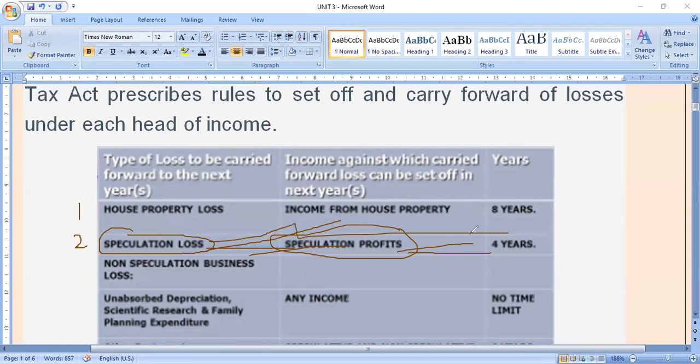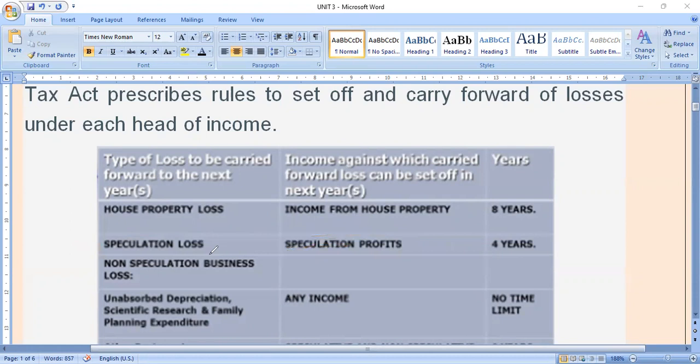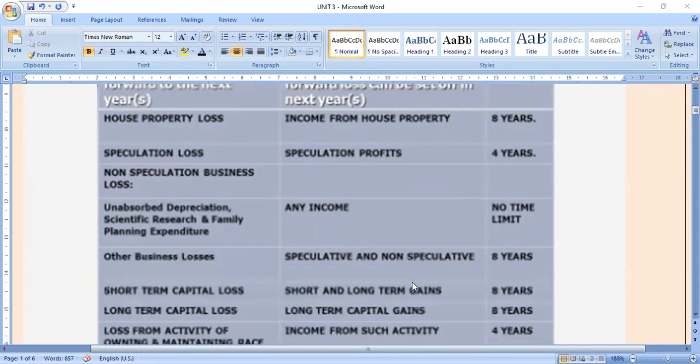Yes, sir. Speculation loss can be set off against speculation profits only, and that too only up to 4 years. After 4 years, you cannot show that loss. You cannot show that loss in the 5th year.